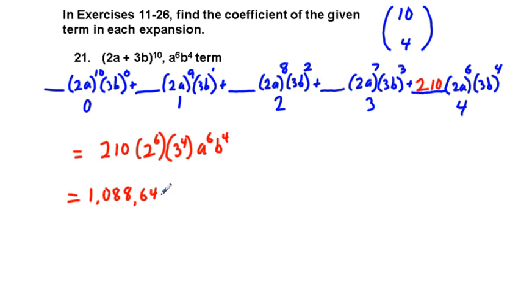88,640, and that's going to be a to the 6th, b to the 4th, and specifically answering the instruction of the problem, our coefficient is going to be this 1,088,640.